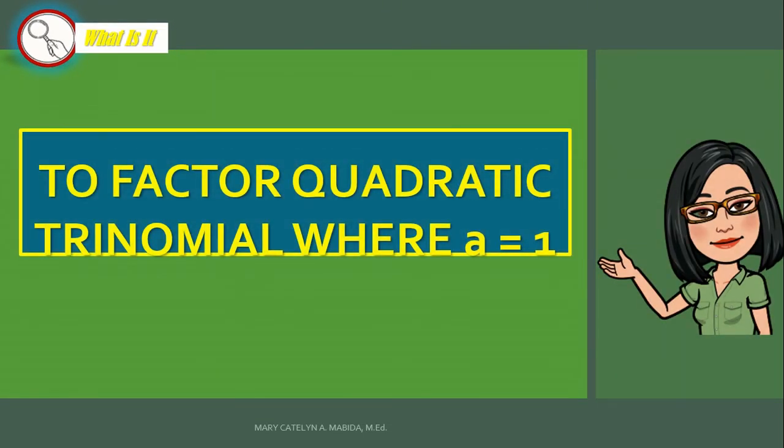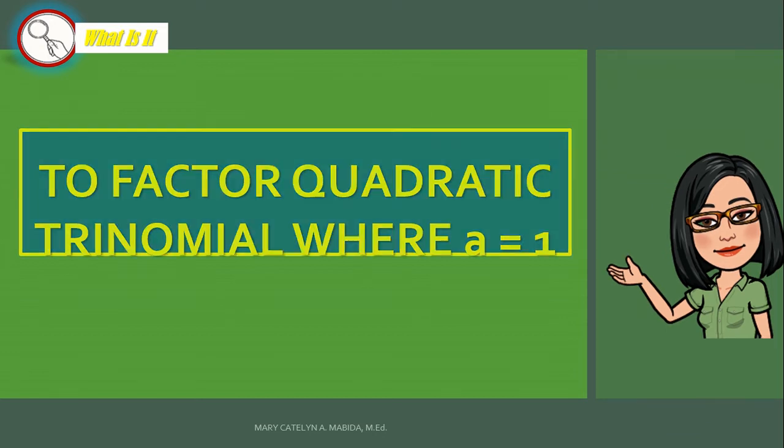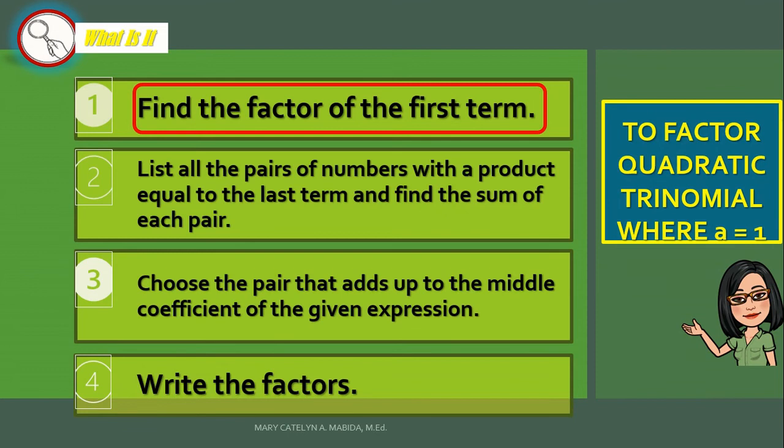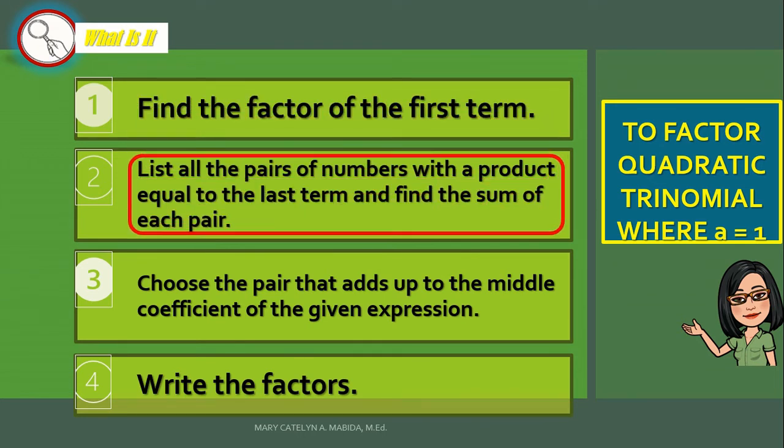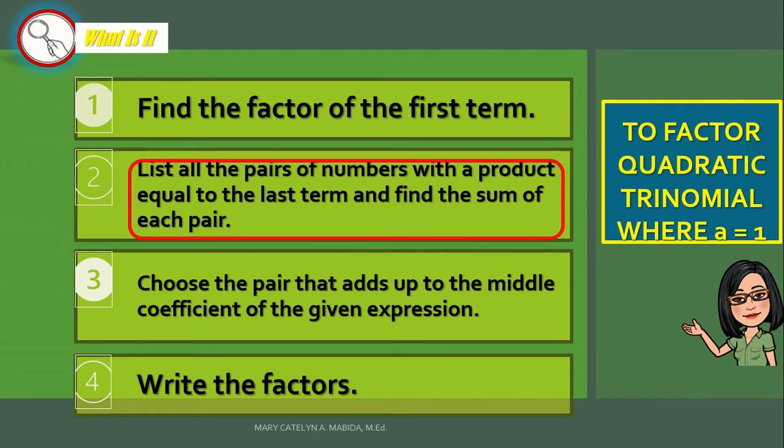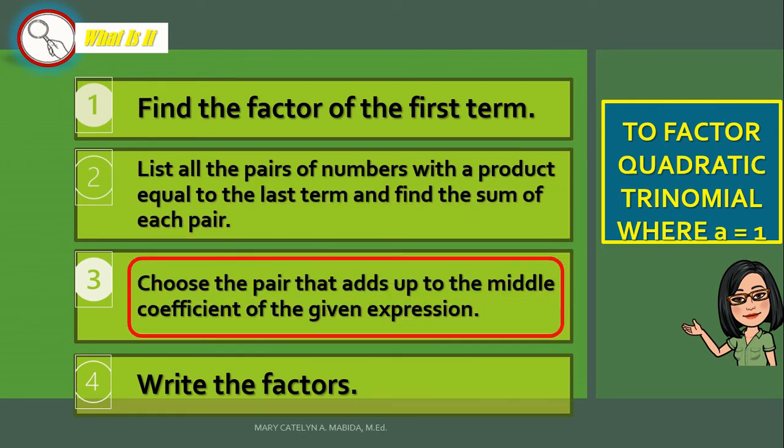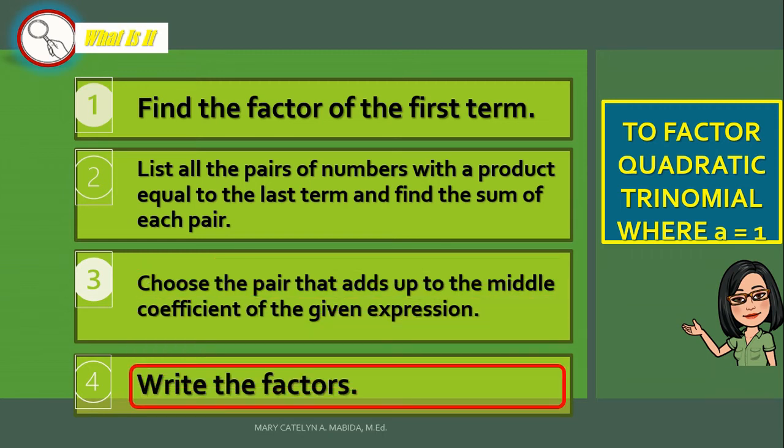Now, let us learn how to factor trinomial in general form where a is equal to 1. Here are the steps. Step 1. Find the factor of the first term. Step 2. List all the pairs of numbers with a product equal to the last term and find the sum of each pair. Step 3. Choose the pair that adds up to the middle coefficient of the given expression. And lastly, write the factors.